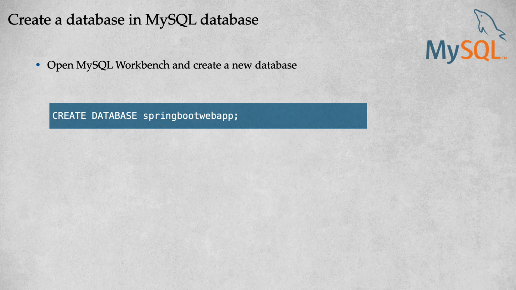So the first step is to create the database inside the MySQL database. We will use the MySQL database for this course, and we will use MySQL Workbench to connect to the MySQL database or the MySQL server. Inside the Workbench, we will execute the statement create database and the database name. Spring Boot web app is the database name. You can give any name you want.